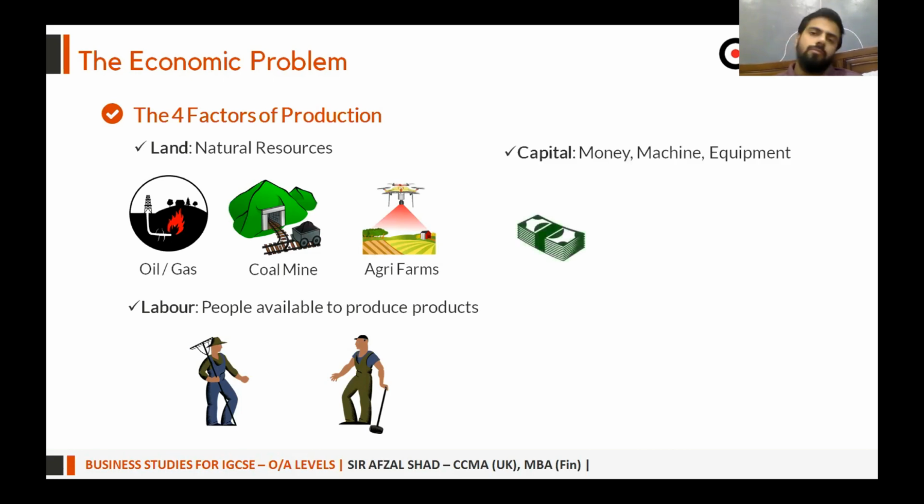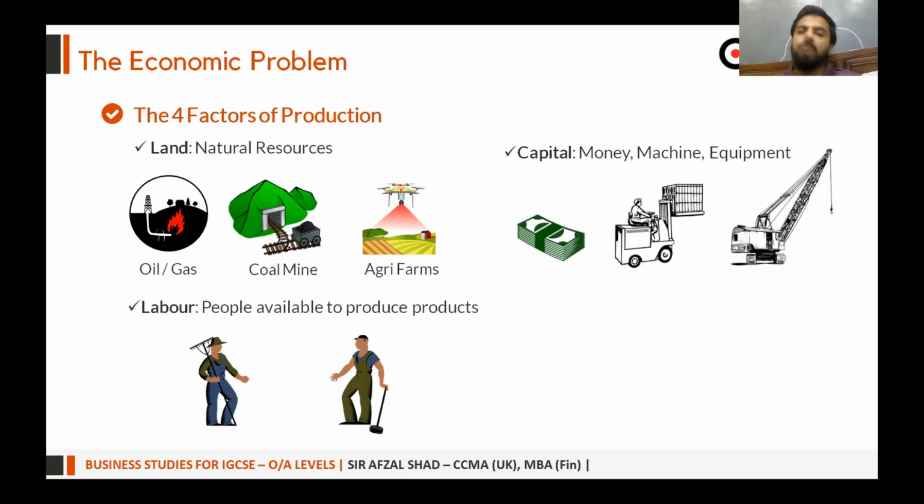Capital. When we talk about capital, it can be money. That means if you need to manufacture a Ferrari, initially you need a lot of money in order to invest, to purchase huge machinery, and to purchase a factory. That will be termed as capital. You may need a lot of machines to mold and manufacture things, to help you out in manufacturing the Ferrari. Those machines in the factories are also called capital.